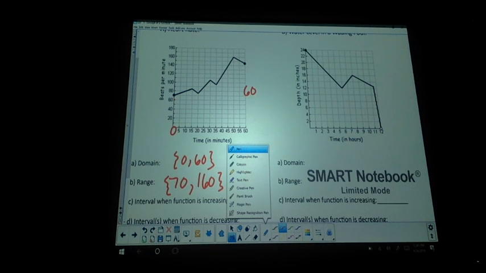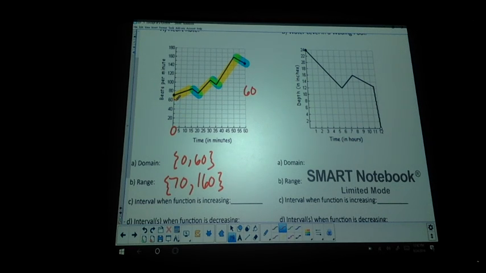Let's see. I'll use our highlighter. All of those yellow regions where it's pitching towards up is where it's increasing. This is where it's decreasing. So increasing means it would have a positive slope. Decreasing means it would have a negative slope. So what's the interval where it's increasing?